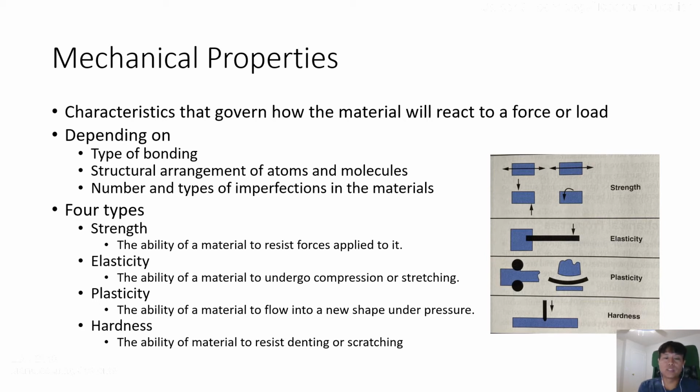So mechanical properties, maybe primary considerations of material selection. So that govern how material will react to a force or load, depending on types of bonding and structural arrangement of atom and molecule, and the number and type of imperfections in the material. So first and second were discussed in the previous lecture, and the third one was also discussed.